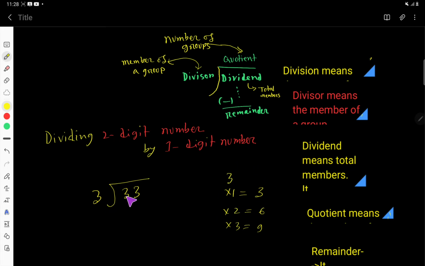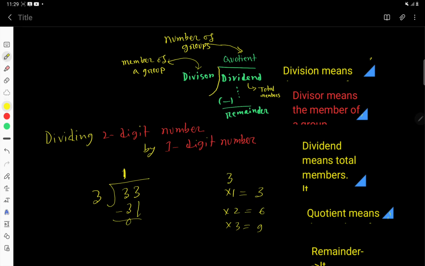So 3 goes into this 3 how many times? Look, 1 time, 3 times 1, 3. So let us write here 1. Then you have to multiply 1 times 3, 3. Now you need to subtract. If you subtract, then you will get 0.